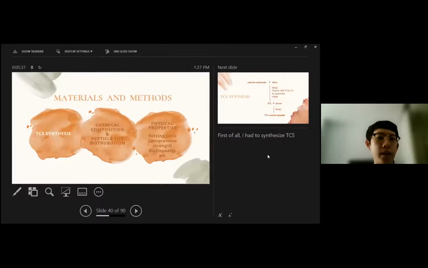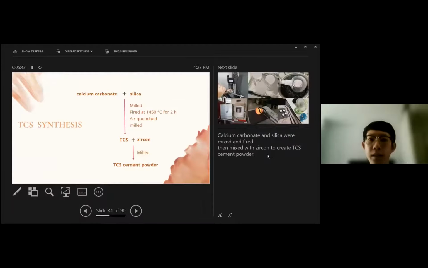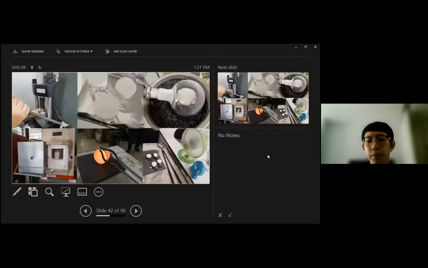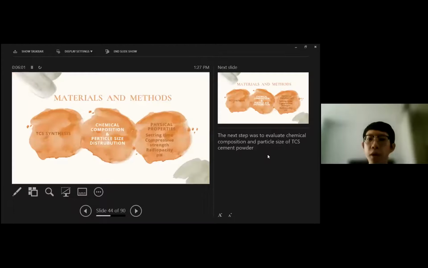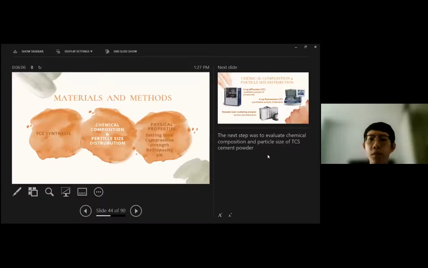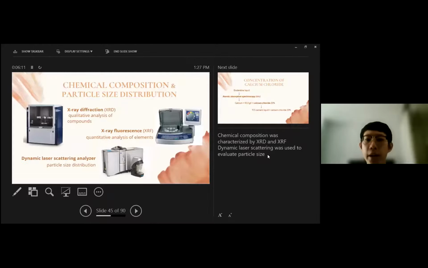First of all, I had to synthesize tricalcium silicate. Calcium carbonate and silica were mixed and fired, then mixed with zircon to create tricalcium silicate cement powder. I varied the percentage of zircon into three groups: 10%, 20%, and 30% zircon. Biodentine was used as a control. The next step was to evaluate chemical composition and particle size of tricalcium silicate cement powder. Chemical composition was characterized by XRD and XRF.